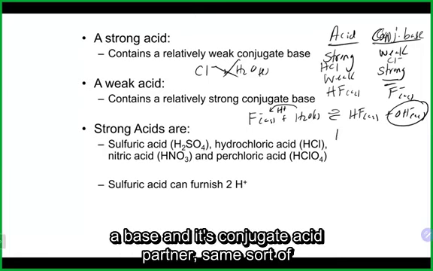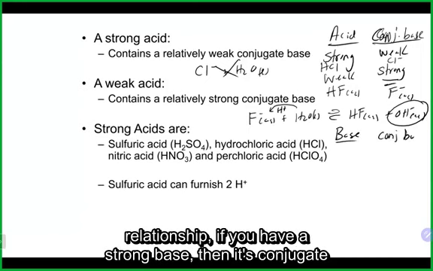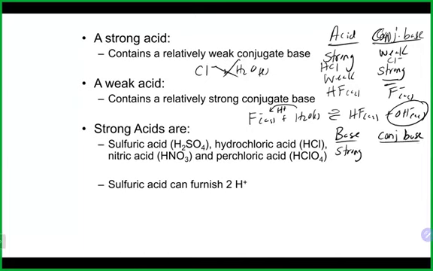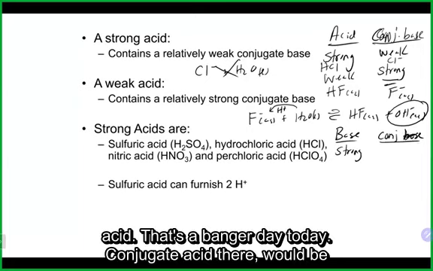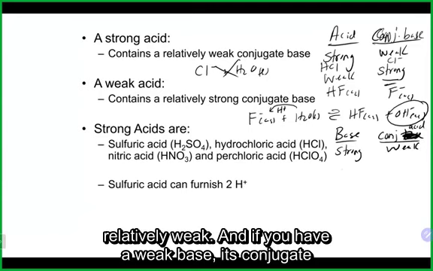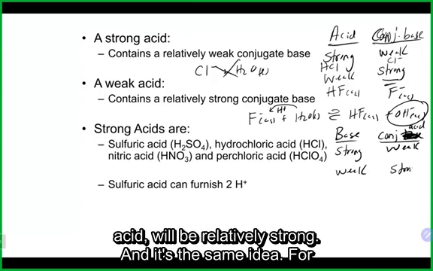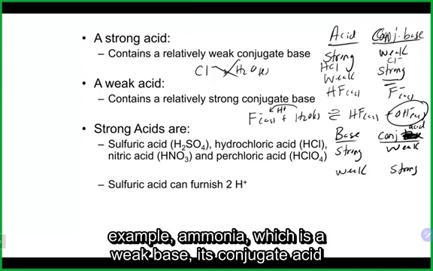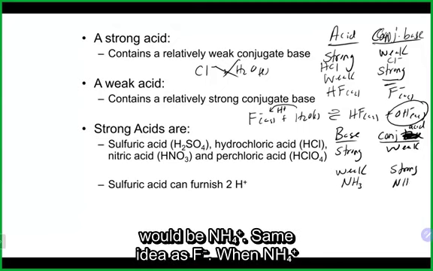Same idea if you had a base and its conjugate acid partner. Same sort of relationship. If you have a strong base, then its conjugate acid would be relatively weak. And if you have a weak base, its conjugate acid will be relatively strong. And it's the same idea. For example, ammonia, which is a weak base, its conjugate acid would be NH4 plus. Same idea as F minus.